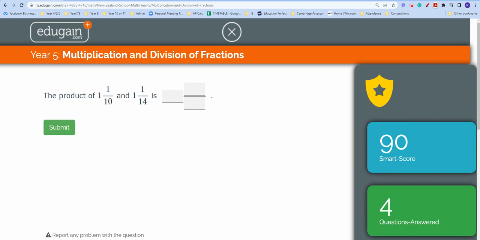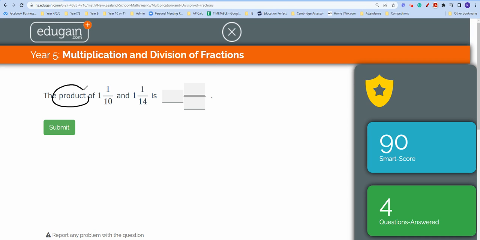Find the product. Product means multiply. I'm just pausing in between each question for you to try the questions. All right, everyone should be done. Everyone can focus on the shared screen now. If you are done, we're focusing on the shared screen, and we're going to continue with a few questions on multiplication and division of fractions.